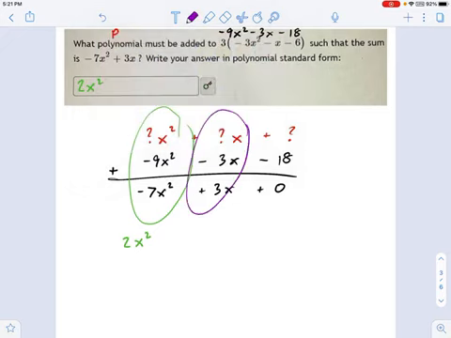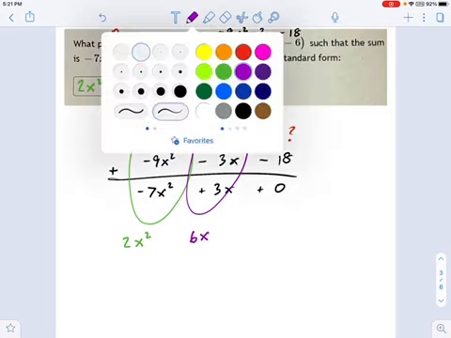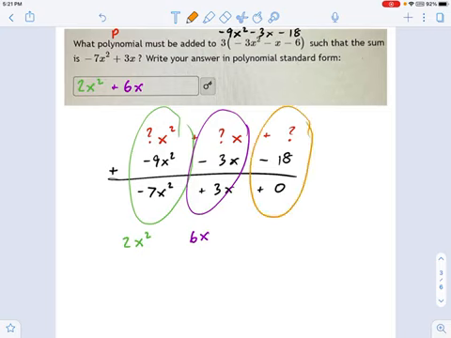Something minus 3x equals 3x. Well, how about 6x? 6x minus 3x equals 3x. So this is going to be plus 6x. And then last color here, something minus 18 equals 0. Well, this is the easiest one of all. That must be 18. So 18 minus 18 equals 0. So here's my polynomial. 2x squared plus 6x plus 18. If you add that to this right here, you're going to get the result, negative 7x squared plus 3x.